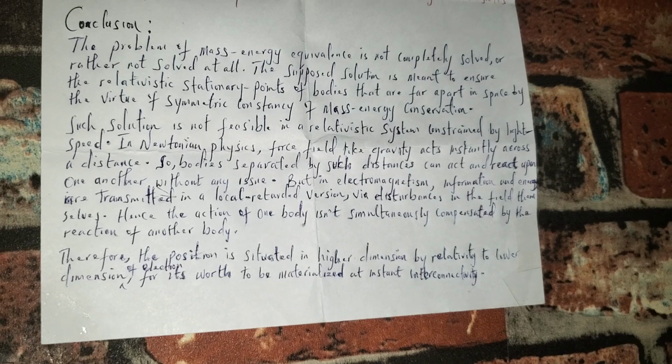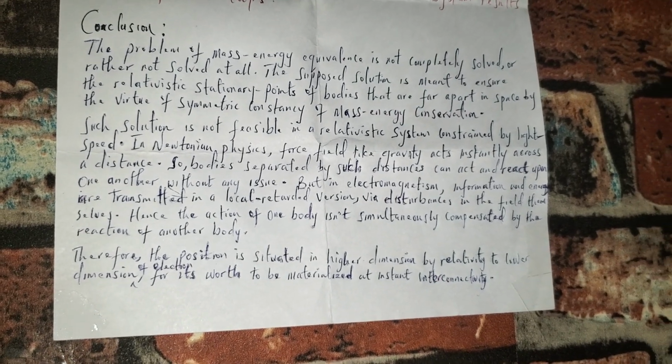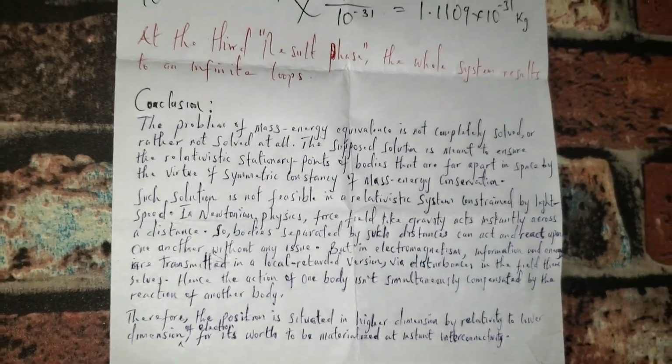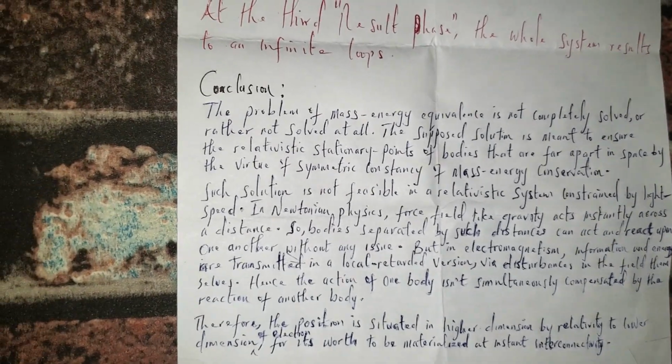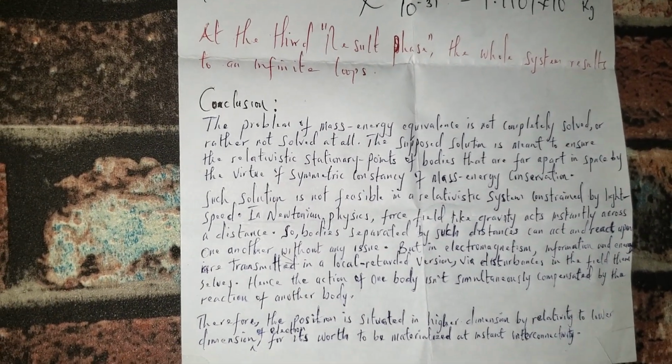So therefore, the positron is situated in higher dimension by relativity to lower dimension of electron for its worth to be materialized at instant interconnectivity. Now that is the solution that we have by applying formula of everything, and that is the reality of the universe. That is the reality of the complex system. So the complex system is a system in which the positron is situated in the higher dimension relatively to the lower dimension of its electron.